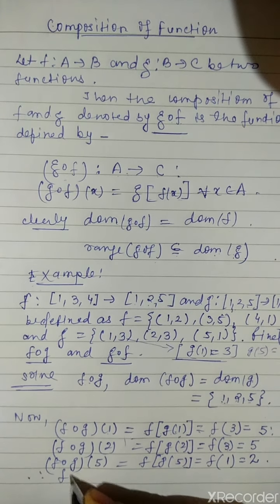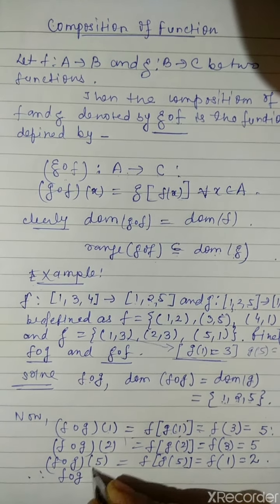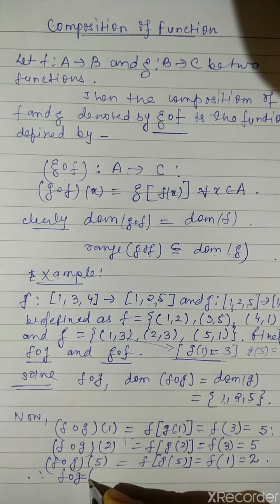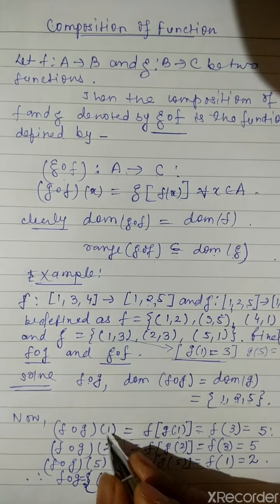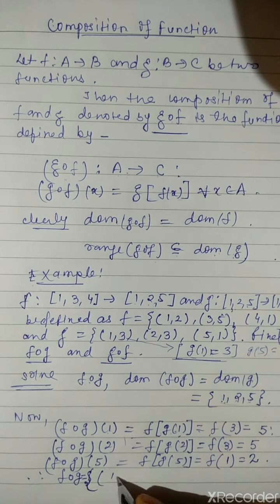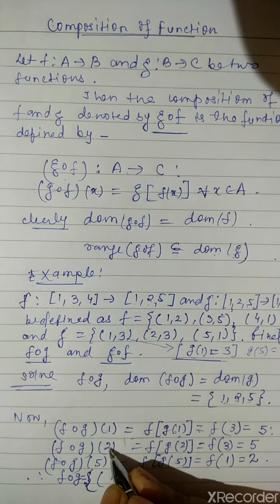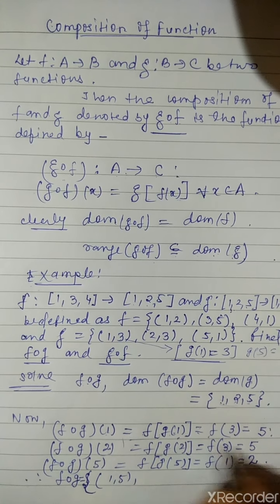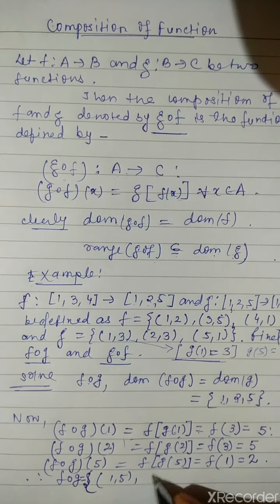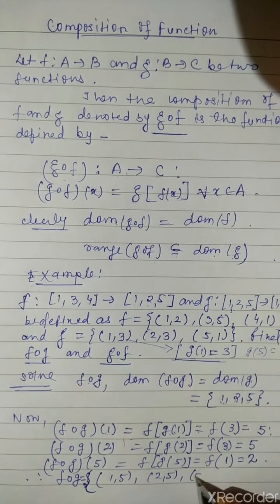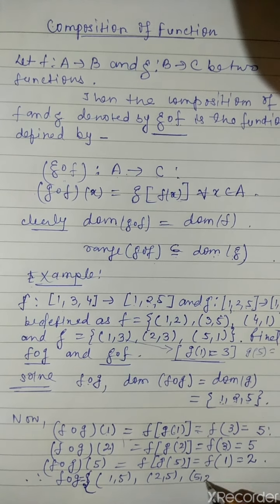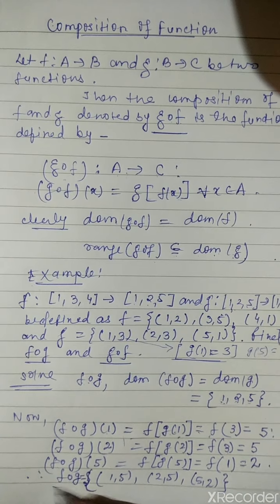Therefore F naught G is equal to, we put the curly brace here: when x is 1 we get 5, so (1,5). When x is 2 we get 5, so (2,5). And again for 5 we get 2. So this is your F naught G.